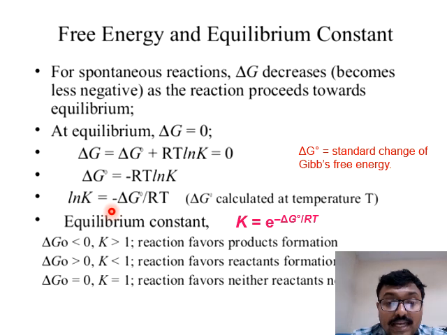So ln K will be minus delta G0 divided by RT. So K equals e to the power minus delta G0 divided by RT. Right? So in that way, we can calculate the equilibrium constant from Gibbs free energy. If the equilibrium constant is greater than 1, the reaction will proceed. If the equilibrium constant is less than 1, the opposite reaction occurs and reactant will form. If the equilibrium constant is equal to 1, the reaction will be in equilibrium.